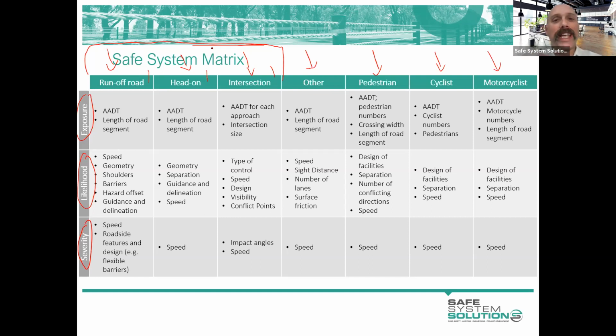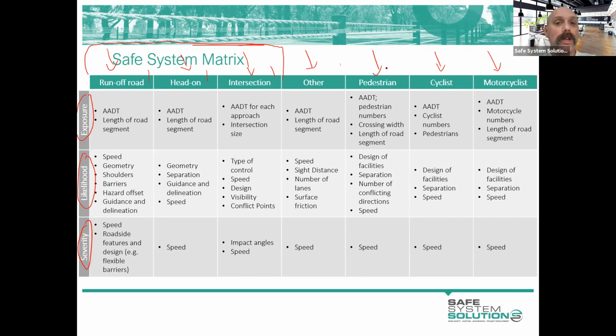Other is a category to capture anything that has been missed in these three or the next three, which are our vulnerable road users, which we'll get to in a second. Actually, no, I'll do the vulnerable road users now. I'll come back to other. So pedestrian are any crashes where the pedestrian is the one that gets the serious injury outcome.